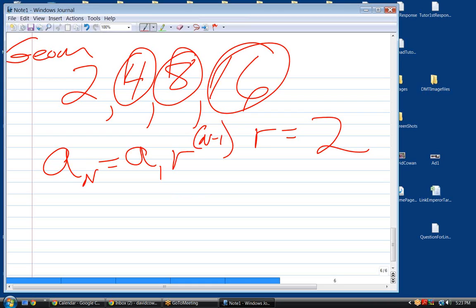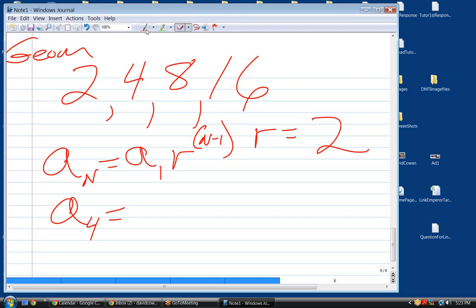Notice what the 4th term would be by this formula. What's A sub 1? What's A sub 1 in my sequence? Oh, 2. Okay, so that's what I plug in for A sub 1. What's R? R would be 4. Hold on, or R equals, oh, okay, R equals 2.